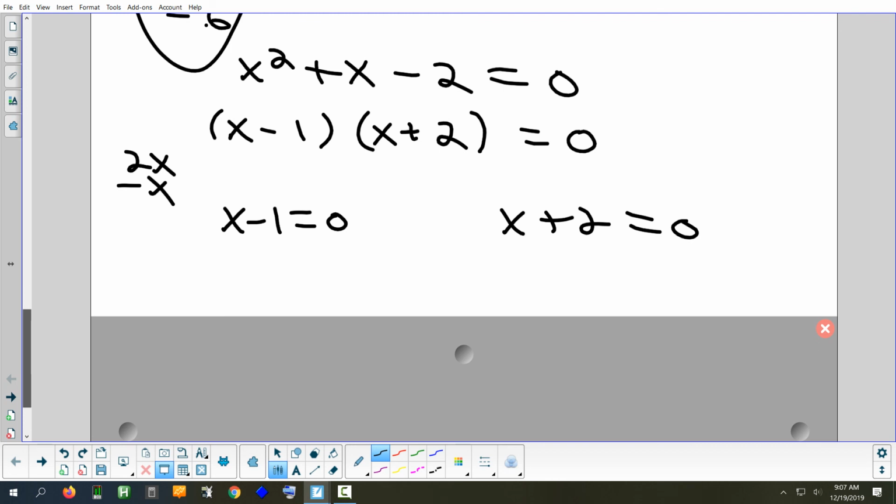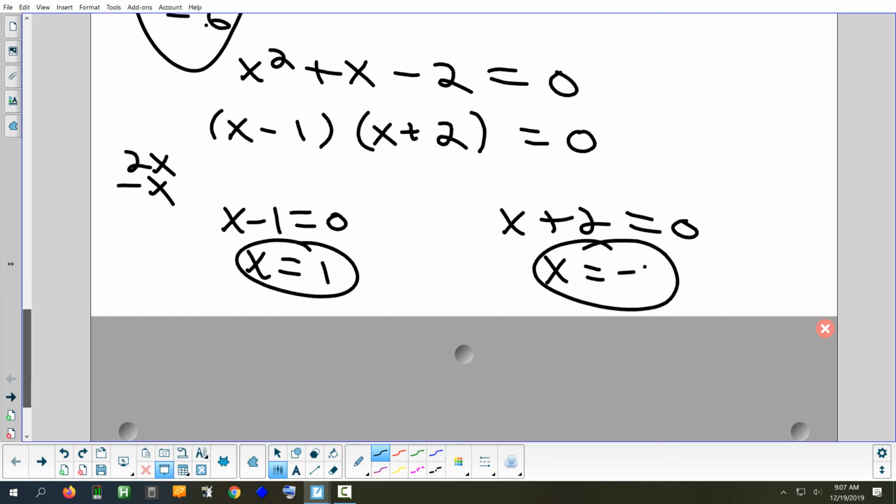So Courtney, what would make this first factor 0? Positive 1. Yep. And how about the second factor? A negative 2. If you plug in positive 1, you'd have 1 minus 1 is 0. And then 0 times 1 plus 2, 0 times 3 is 0. And those are our two possible answers. Any questions on how we got to that?